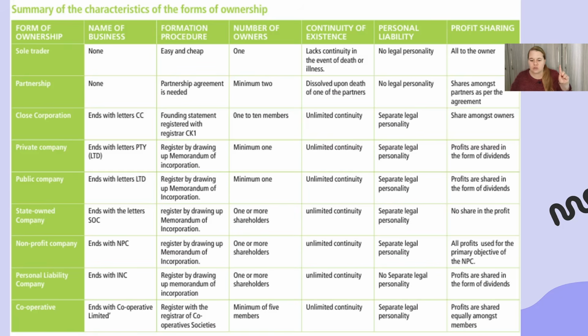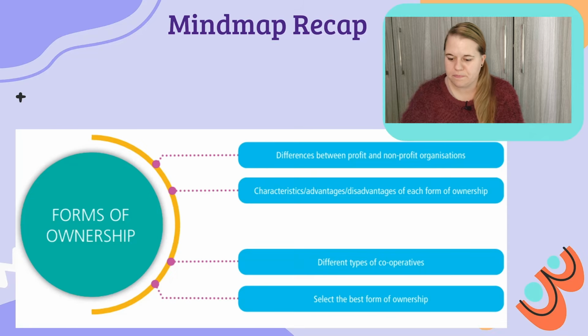Like we can see sole traders and partnerships are similar. Why? Because they don't need to have a name. There's none for both of them. Legal personality, neither one needs to have legal personality. Are you with me? The continuity, they both lack continuity. Okay, then if we're looking at some of the others, you'll also see the similarities in that.